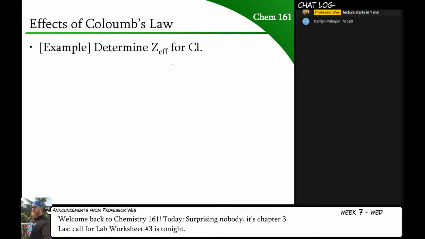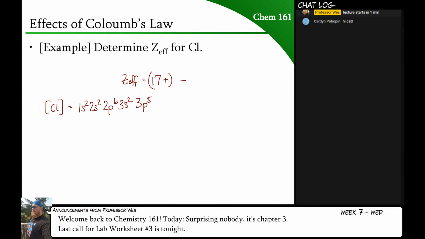All right, so let's determine Z effective for chlorine. So Z effective equals the number of protons. Chlorine is 17 protons, minus the number of core electrons that are shielding the nucleus. Well, in order to determine that, I would need to write out its electron configuration, wouldn't I? And we should all be able to do that. There's chlorine's electron configuration.